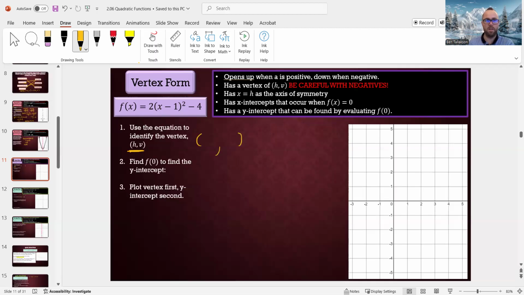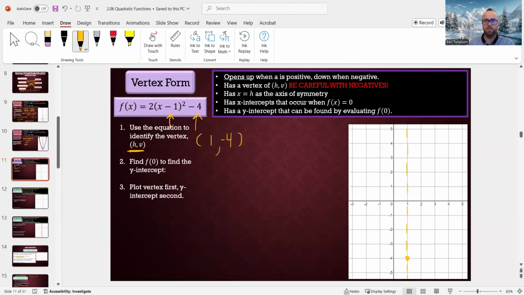Well, we have h right there. It's dishonest because it's the opposite of what you see. So it's actually 1, not -1. And v is there, -4. There's not only our vertex, but our axis of symmetry as well. That is a nice way to start, isn't it?